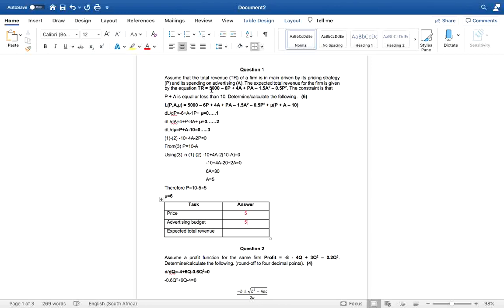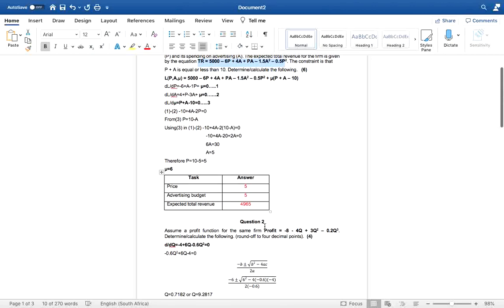Now, to get the expected total revenue, we're just going to substitute the values of P and A into our original total revenue function, which should give you 4,965. So when you substitute your values of P and A in the total revenue equation, remember this one, it should give you 4,965.